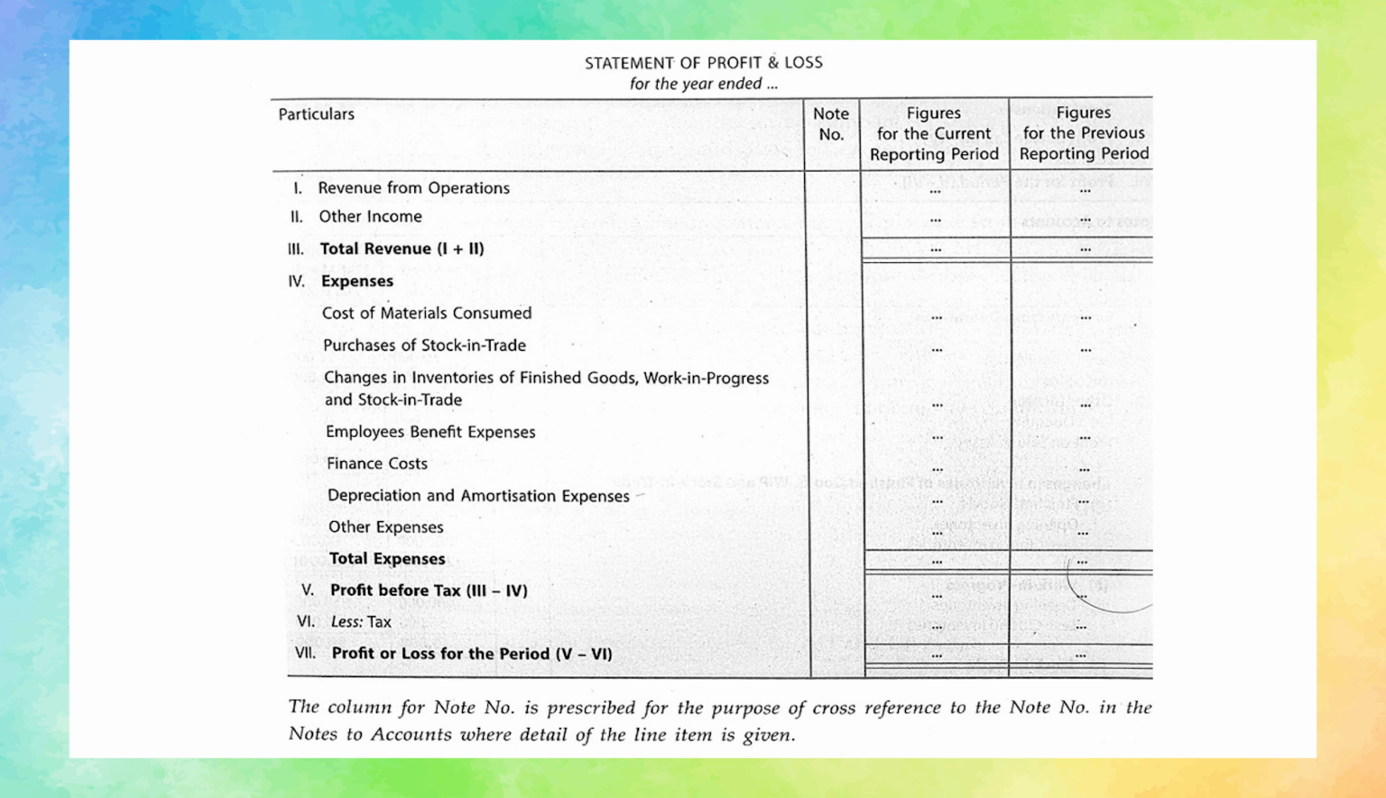To ascertain the profit and loss for the year, first of all, we will find out total revenue by adding revenue from operations and other income, then deduct all expenses from income to ascertain profit before tax. After calculating profit before tax, we will deduct income tax to find out net profit or loss.